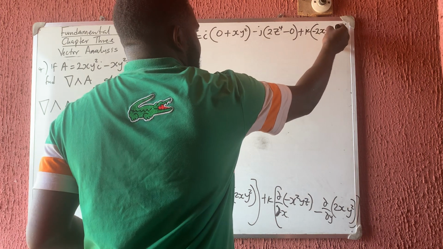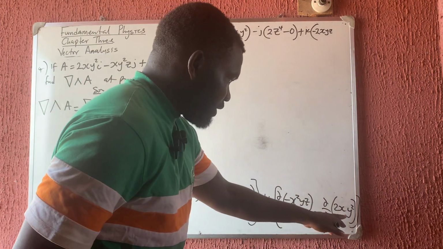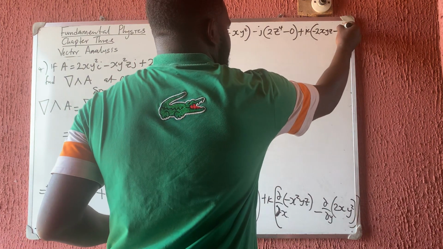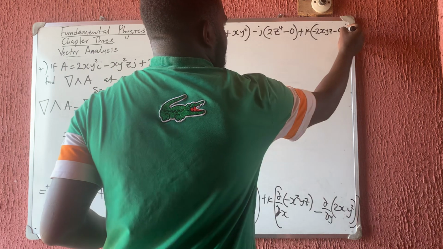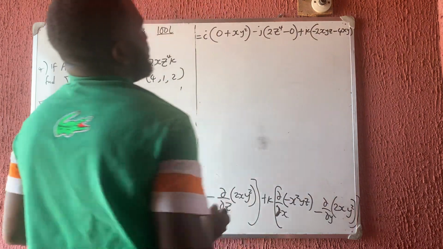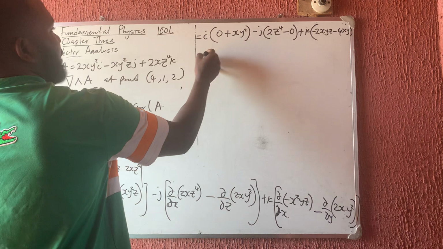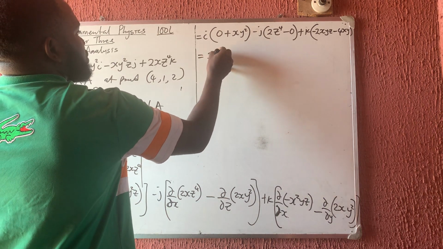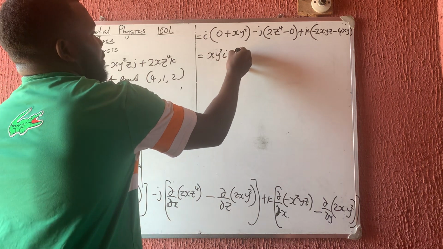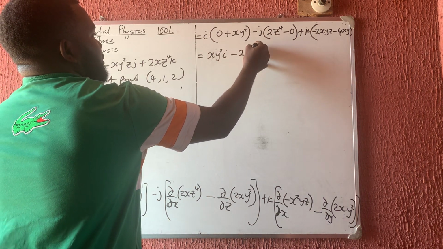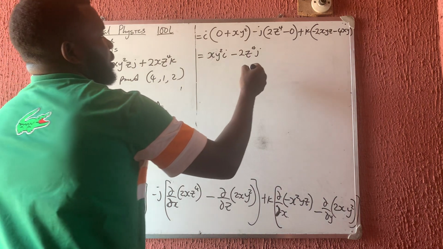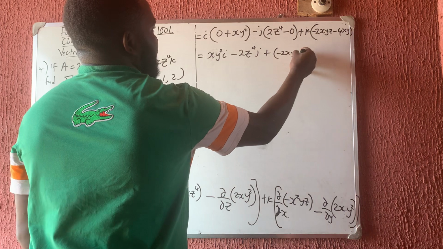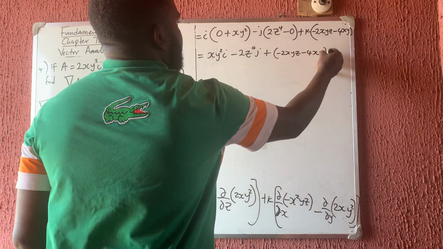then put your y and z. Then finally differentiate these people with respect to y, 2 times this will give you 4, so I'm having minus 4xy, 4xy. You close. Okay, so you are done now. So what you have here is xy squared i minus 2z raised power 4 j, then plus minus 2xyz minus 4xy, then k.